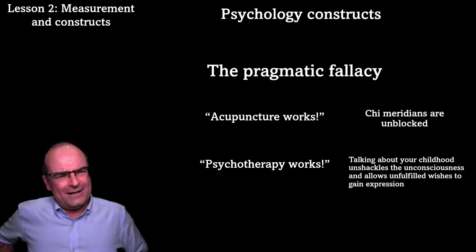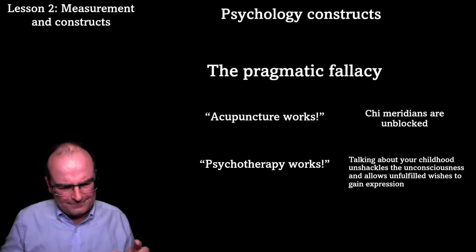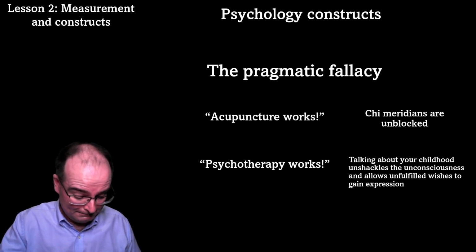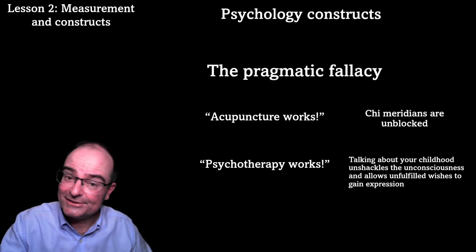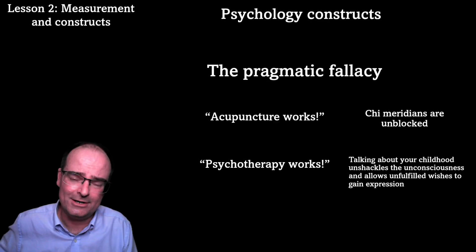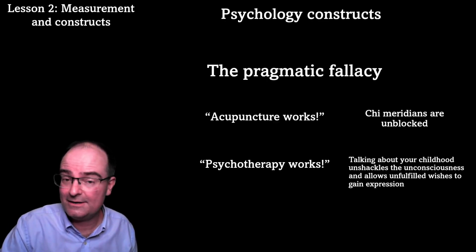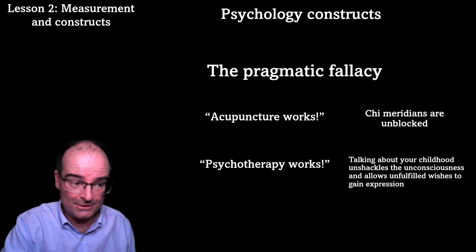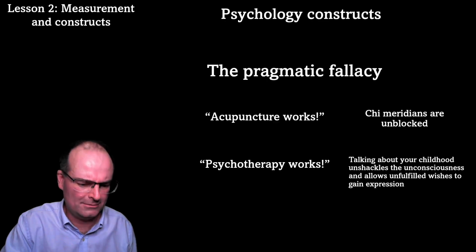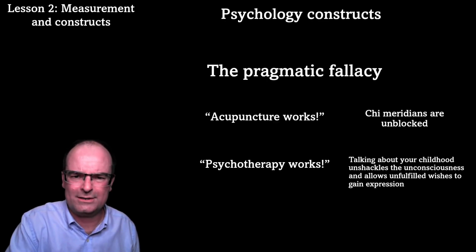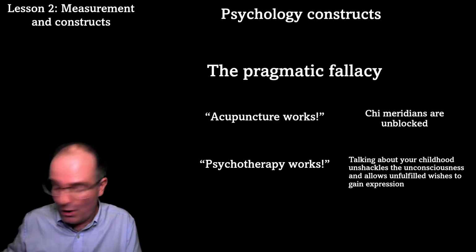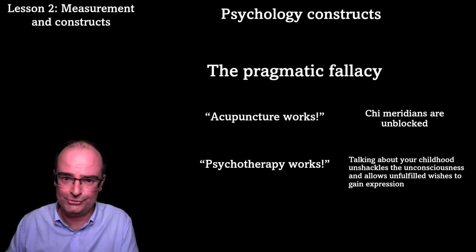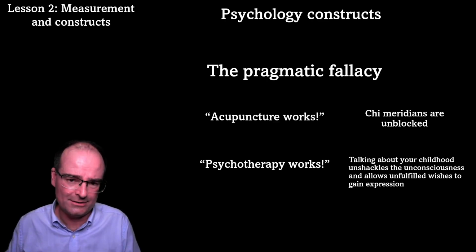The way the pragmatic fallacy works is that there may actually be evidence that therapies associated with these strange unfalsifiable concepts are actually efficacious in some way. Acupuncture, I think it's been established to work well with lower back pain, for example. But just because it works doesn't mean, oh my God, the whole book is correct. Chi meridians are unblocked, all these invisible forces are true. No. You're getting ahead of yourself.